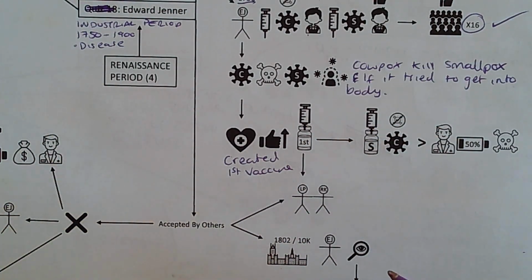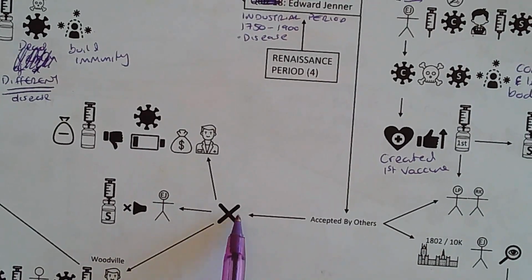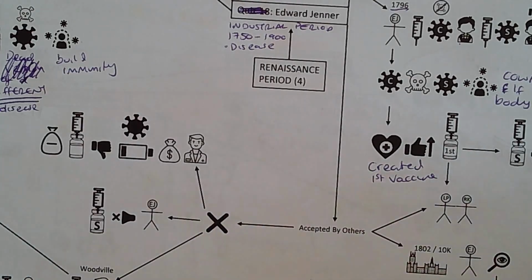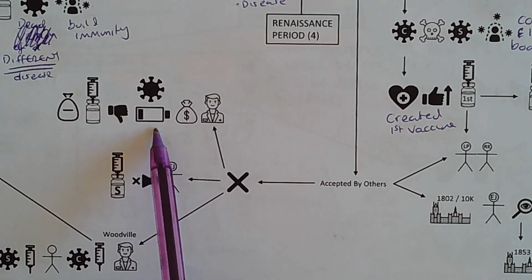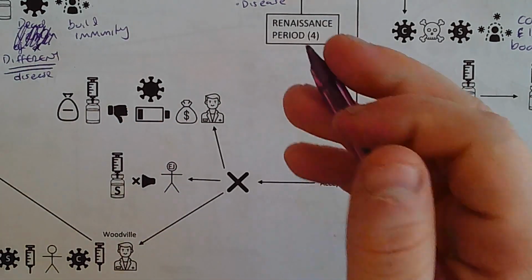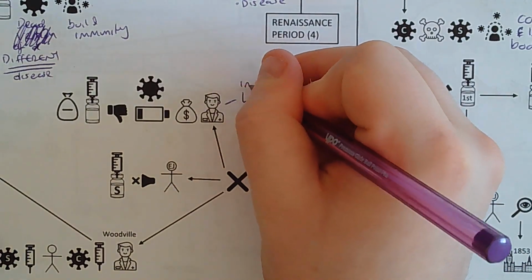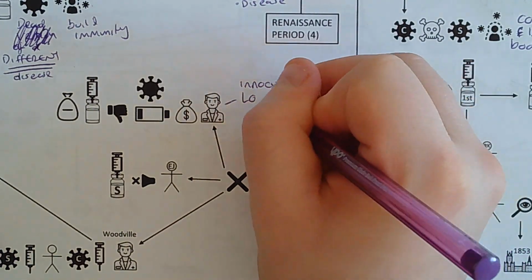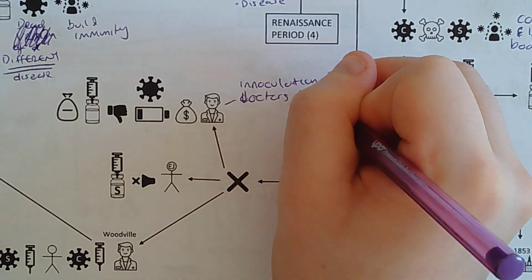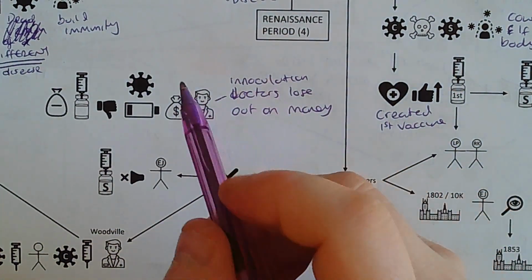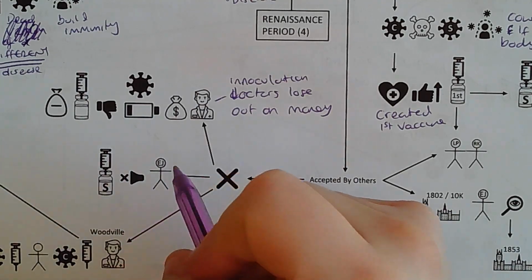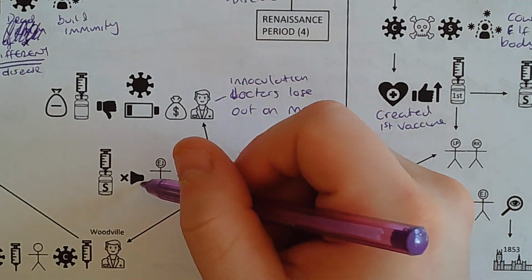Pretty much straight away, so we'll go to the negatives straight away. So if we go to the negatives here, we can see that with Jenner, lots of doctors at the time did not like this idea of vaccination because they would lose out on money. So inoculation doctors would lose out on money because of vaccination. Edward Jenner also couldn't explain how the smallpox vaccine worked, so that was a negative.